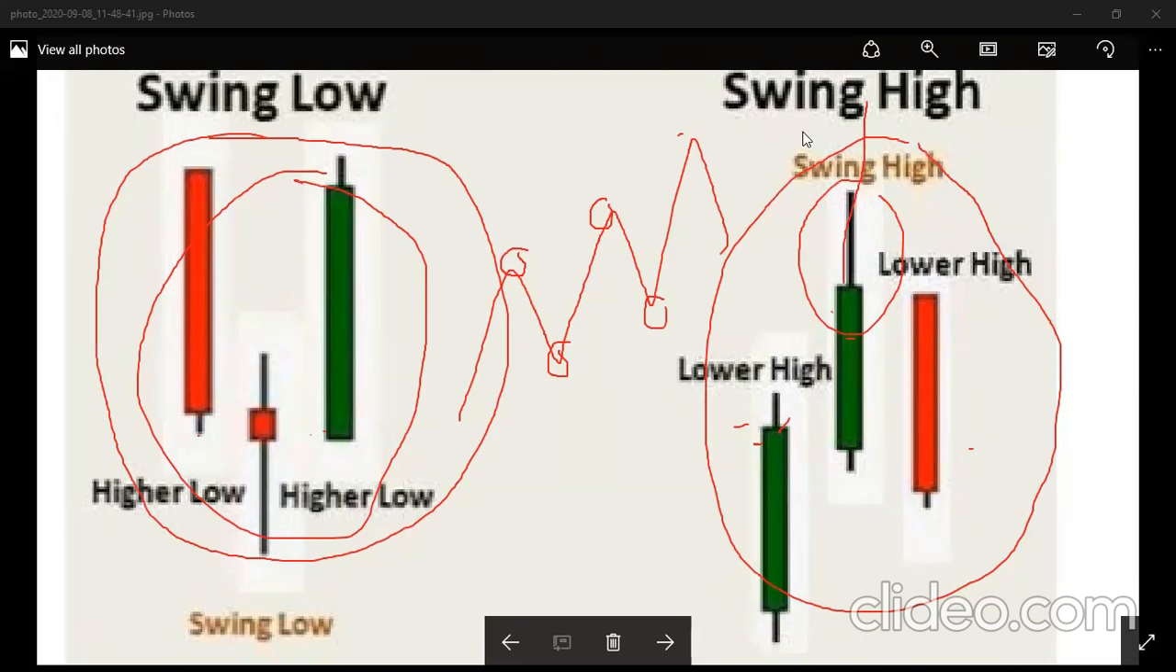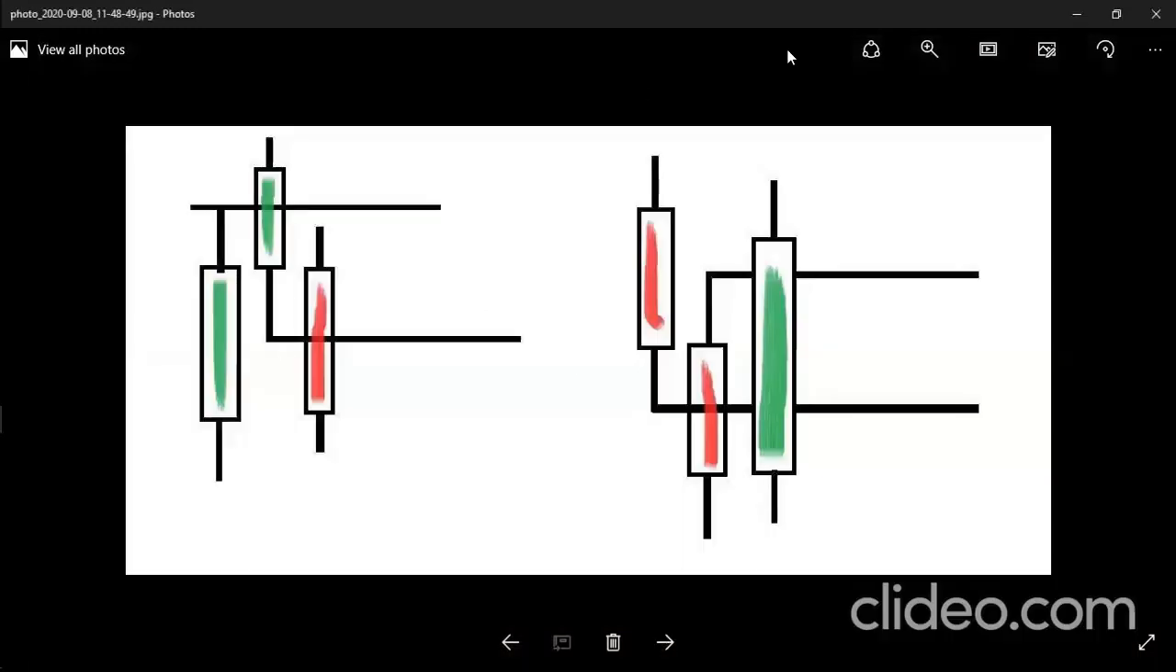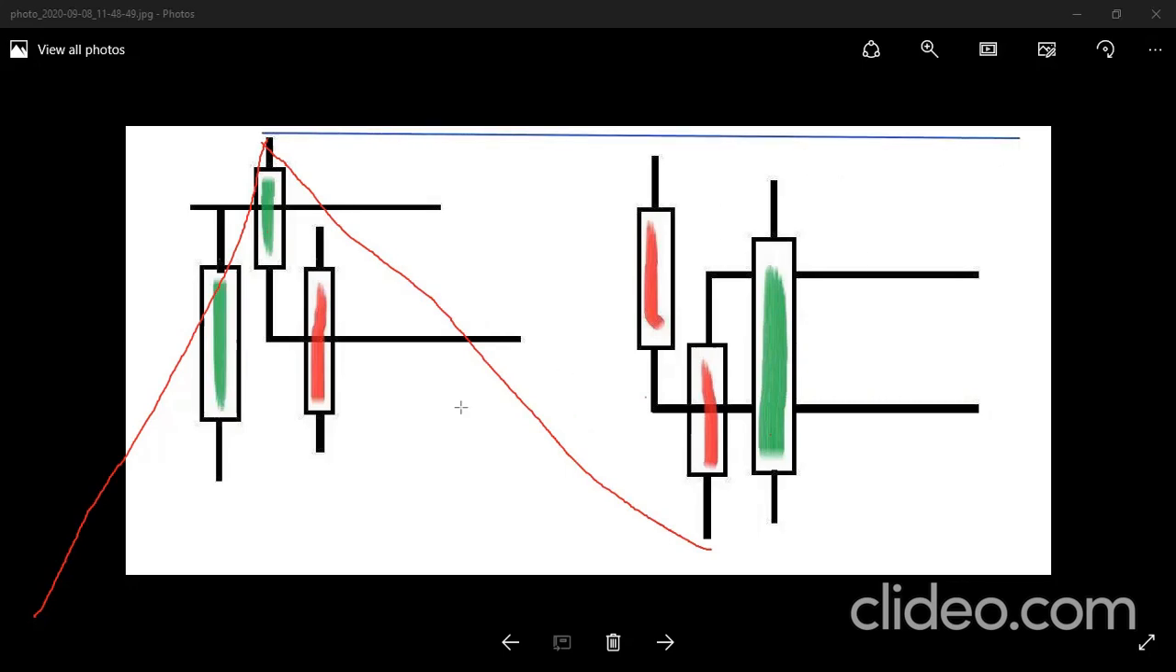For example, let's say this was an uptrend. This would have been the higher high here, 1, 2, 3. Then price comes down and makes a higher low, 1, 2, 3. So which means you would mark this as the high, and maybe this was the old higher low, down here.